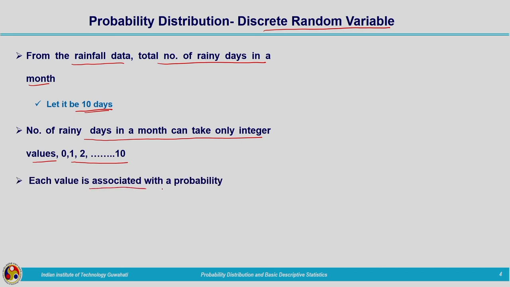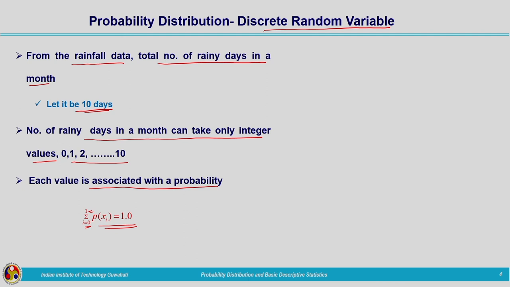Each value is associated with a probability. We can assign a certain probability to each and every value corresponding to the number of rainy days. For the number of rainy days equal to 2, we can associate a certain probability. That way, each and every value which can be taken by the random variable can be associated with a certain probability. And the sum over i of P(xi) is equal to 1. Total probability will be equal to 1.